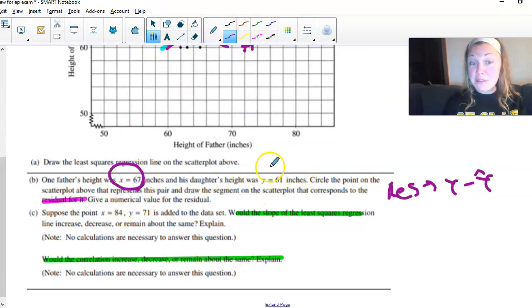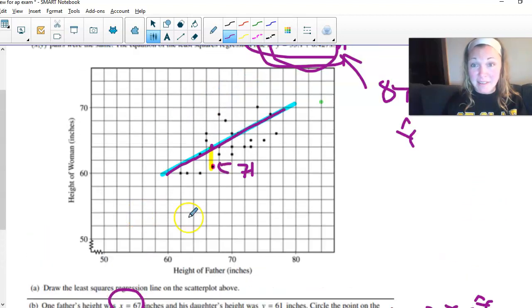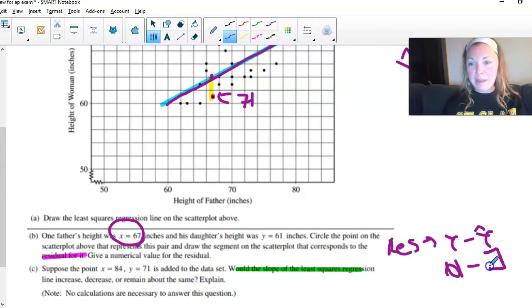We know the observed is 61. We need to find the predicted by taking 67 and plugging it in for X and figuring out what you get and putting it right here. And then you do 61 minus your predicted there.